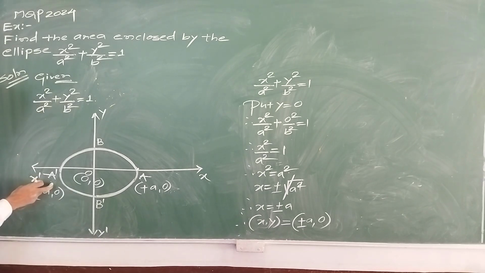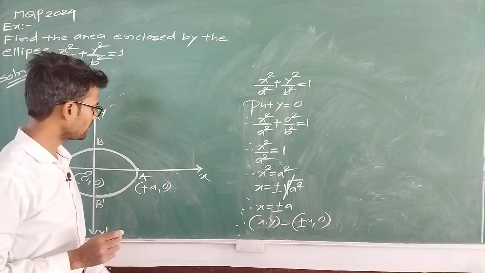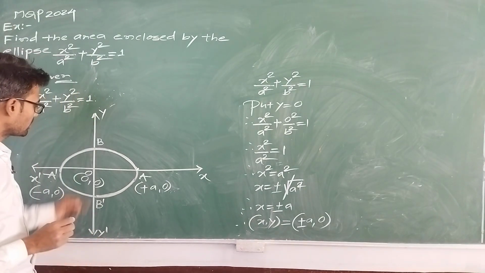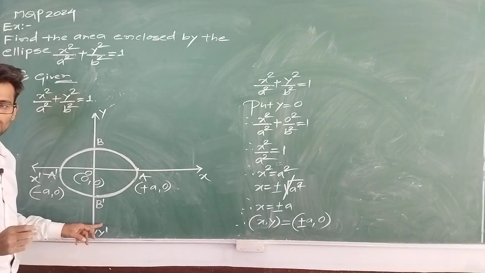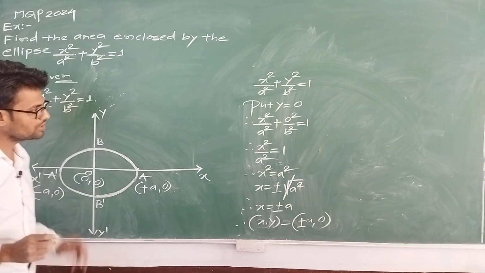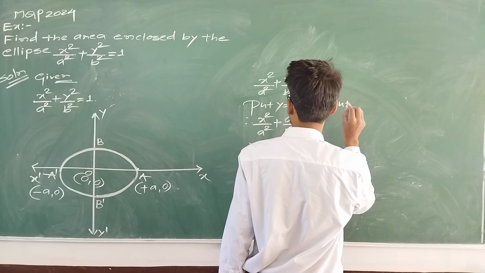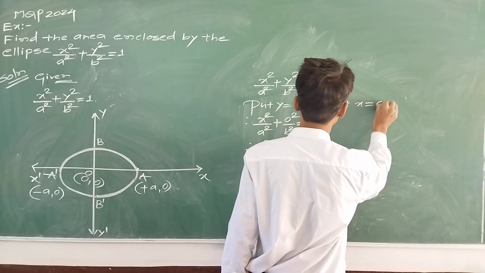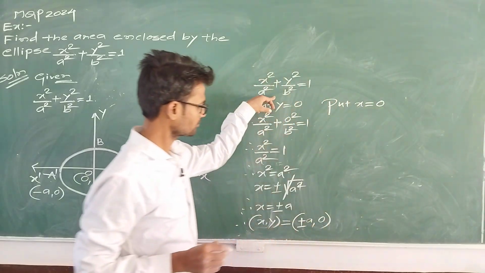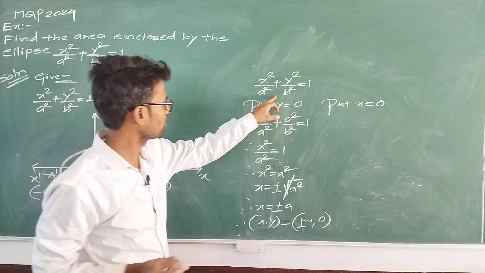Because this point A dash lies on the negative x-axis. After this, you find the coordinates of B and B dash. You find the coordinates of B and B dash here. While finding the coordinates of B and B dash, you take the value of x equal to 0 in this one.